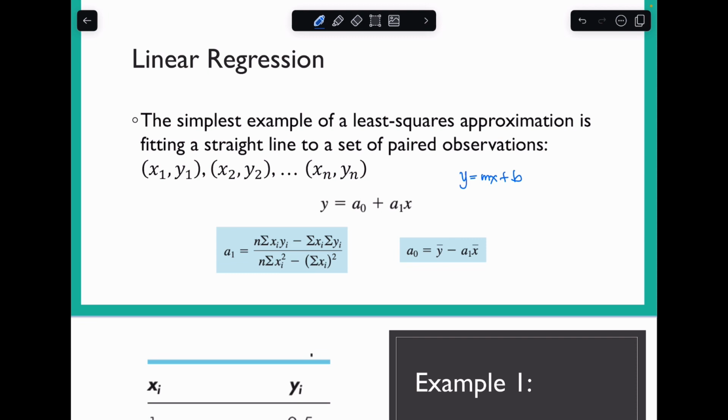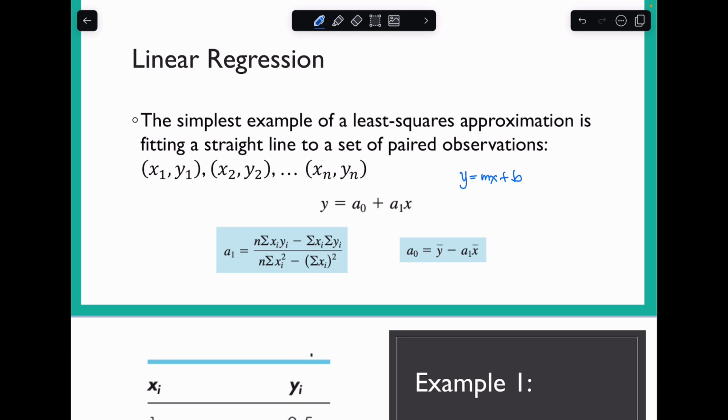Since this is a summation, we need to get the product of all the x and y's, and then find the summation, and then minus the summation of x sub i times the summation of y sub i, then divide it by n times the summation of x sub i squared. So we need to take the square of x sub i first, and then take the summation, and then minus the summation of x sub i, squared.